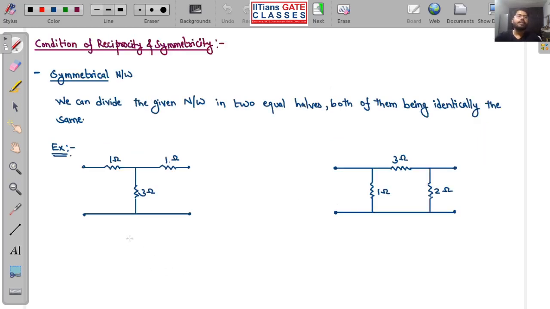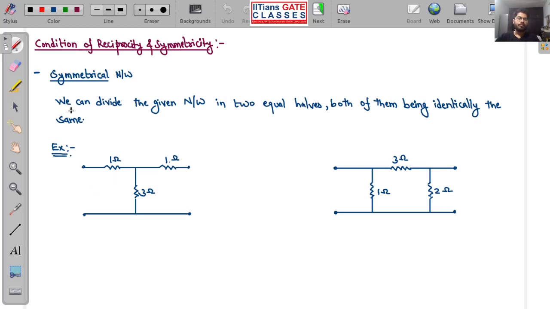Now there is something known as reciprocal circuit and symmetric circuit. So what is a reciprocal circuit and what is a symmetrical circuit? We are going to see. A symmetrical circuit or symmetrical network, the name itself suggests there is some symmetry in the network. Basically I can divide a symmetrical network into two equal halves. So if there is a circuit which I can divide in two equal halves, then such a network is known as a symmetrical network or symmetrical circuit.